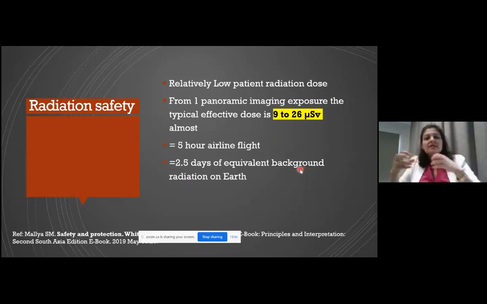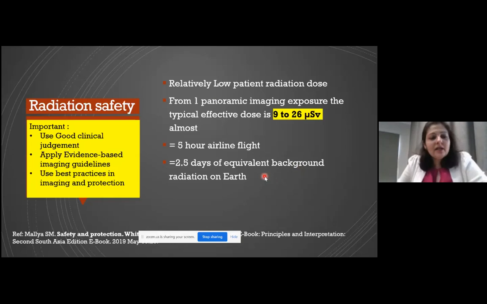Now, you will understand these terms, effective dose and equivalent dose, if you have understood radiation physics and biology a bit. But if you haven't, just remember that panoramic imaging produces the same amount of radiation dose to the body as taking a 5-hour airline flight or staying 2.5 days on Earth. That is to simplify it. So that's nothing to get scared of. It shouldn't scare you from taking diagnostic imaging, because diagnostic imaging can be lifesavers.